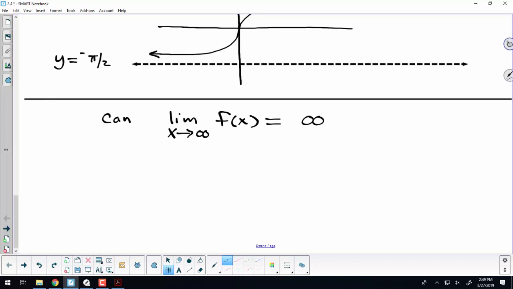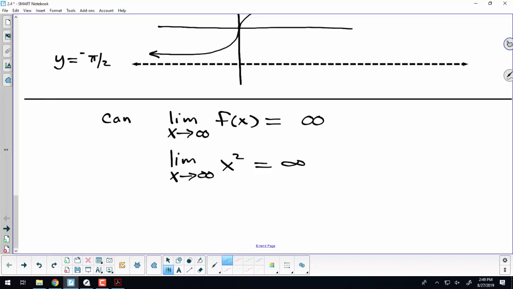Yes. So what's an example of a function that does that? x squared. Yeah, like any polynomial function. So the limit as x approaches infinity on x squared is infinity. But again, you're still talking about the end behavior.